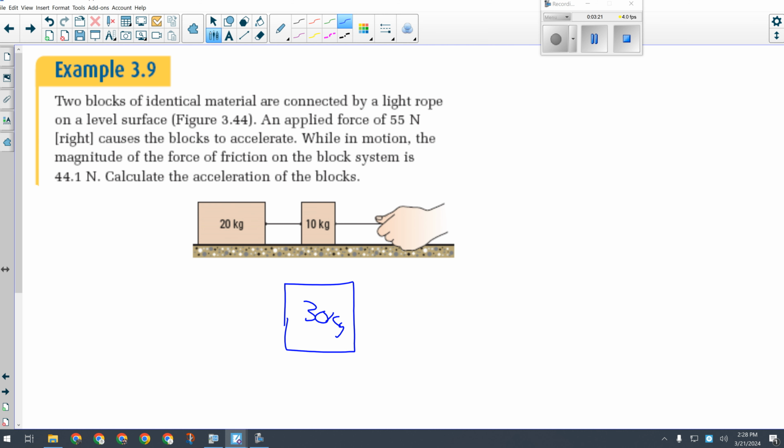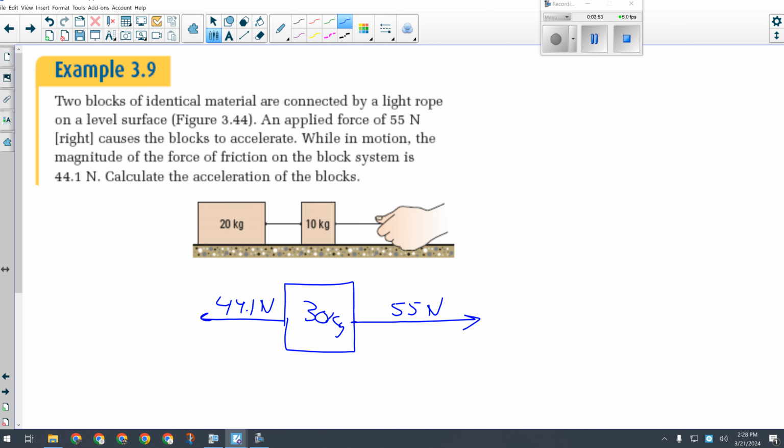I can say that there's 30 kilograms worth of mass. It's being pulled this way by 55 newtons worth of force and resisted by 44.1 newtons worth of force. It doesn't matter that the 55 newtons is actually only pulling on the front mass. They're connected, so it's actually pulling on both of them, at least from this perspective. The next question we do will actually isolate the two.